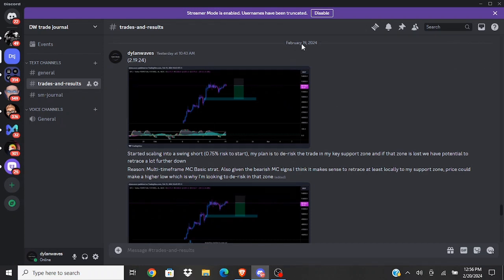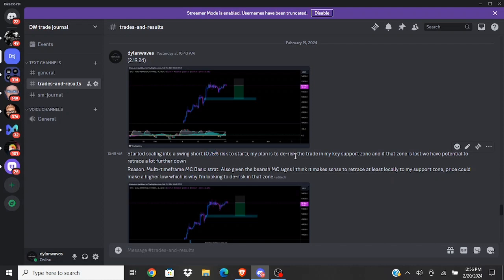So this was February 19th, 2024. I put the date here as well. And the first thing I posted was that I started scaling into a swing short. I originally took a 0.75 risk. That's in terms of my trading capital, so I risked less than 1% of my total trading stack.